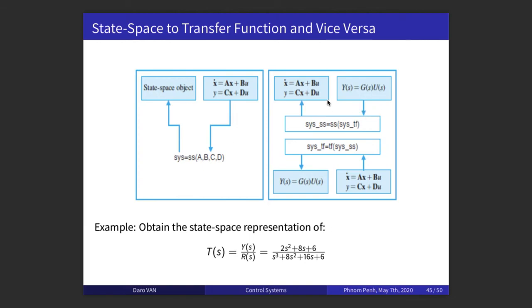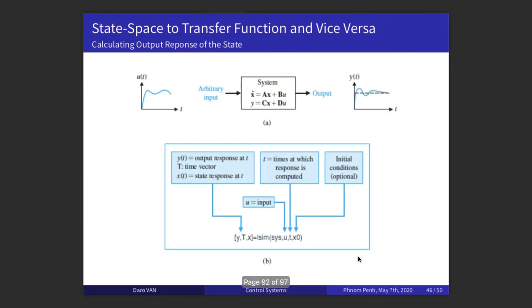Okay, and you can also use this as well. This is the transfer function, and then you use this ss command, so you will have this object. And yeah, if tf from this one to this one, so it creates an object. Okay, for example, obtain the state space representation of this transfer function. How can you do it?